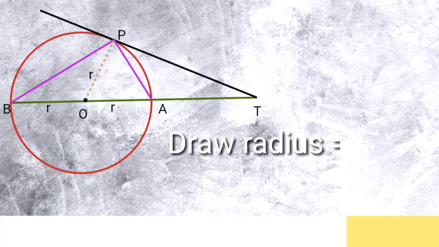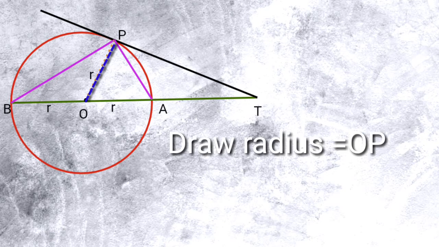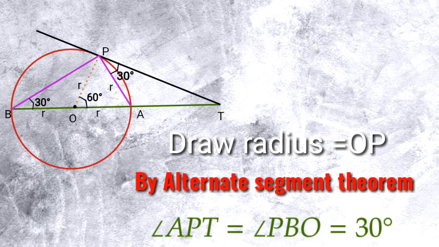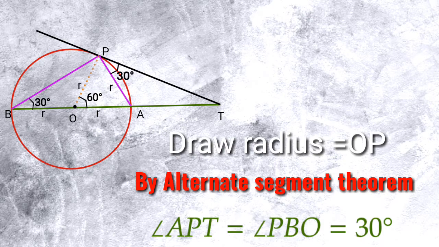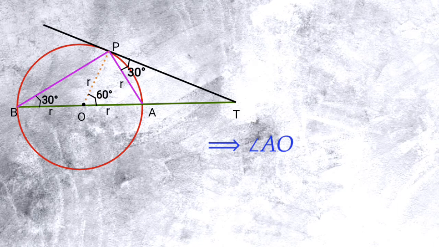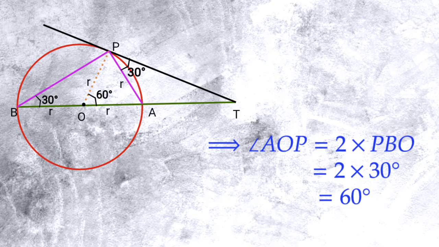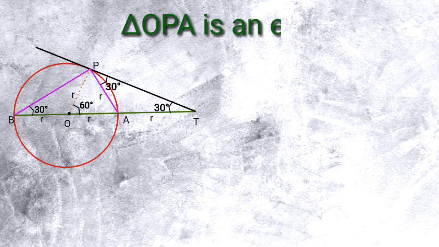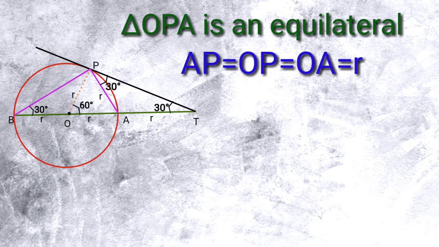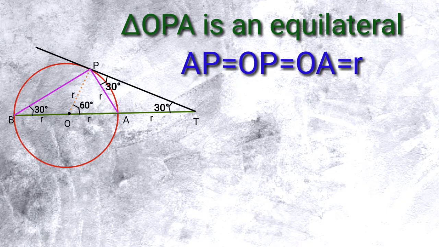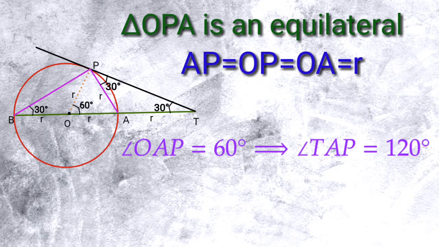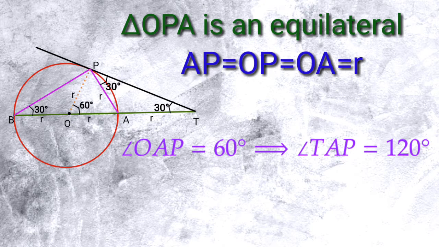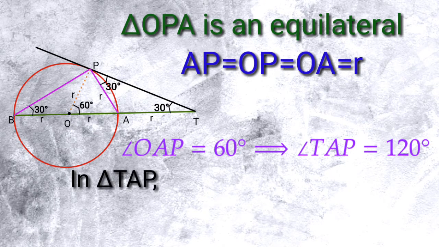In the diagram, radius OP is drawn and angle APT is equal to 30 degree as per the theorem previously we have discussed. And for chord AP, central angle is AOP. So it is the double of intercepted angle, that is 30 degree. That means it's double, 60 degree. So the triangle OPA will be an equilateral triangle, and thus AP is equal to radius and angle OAP is equal to 60 degree.